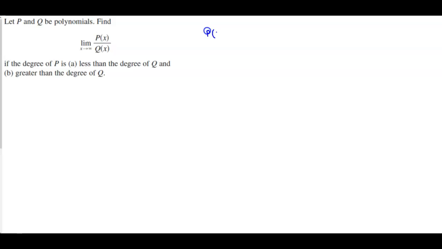Q of x is. So we can say that P of x is going to be a subscript n x to the n plus a subscript n minus 1 times x to the power of n minus 1 plus and so on. And so therefore the denominator is a polynomial Q of x. We can say that this is b subscript m x to the m plus b subscript m minus 1 x to the m minus 1 plus and so on.